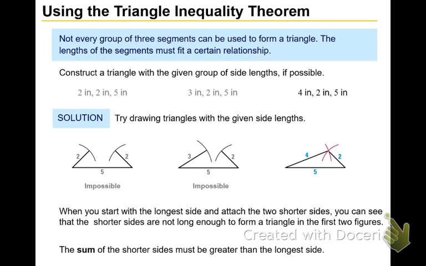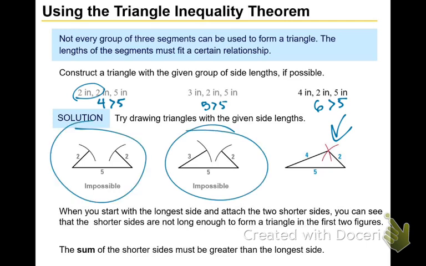All right, so the triangle inequality theorem. All you do is add the smaller sides, and they need to be greater than the larger side. Is 4 greater than 5? So you add 2 plus 2, which is 4. Is 4 greater than 5? No. Add 3 plus 2. What's 3 plus 2? Is 5 greater than 5? No. Add 4 plus 2, which is 6. Is 6 greater than 5? Yes, so this triangle exists, whereas these do not.